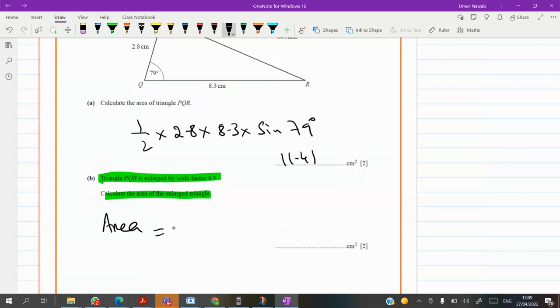11.41. So if you want to find the area of the new shape, the scale factor is 4.5. You remember when we did similarity, we were using the square of the ratio of lengths. The ratio of the lengths is the scale factor. So you need to put the scale factor squared times the area which you already found, 11.41. That gives you the final answer.